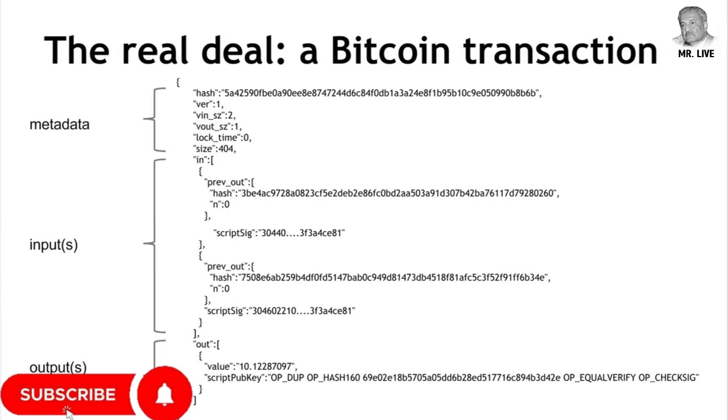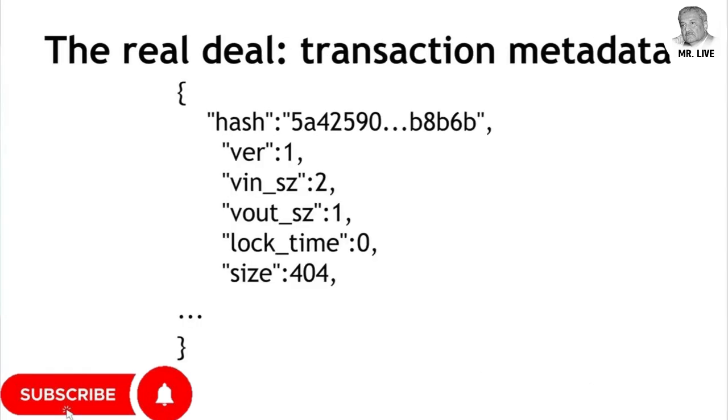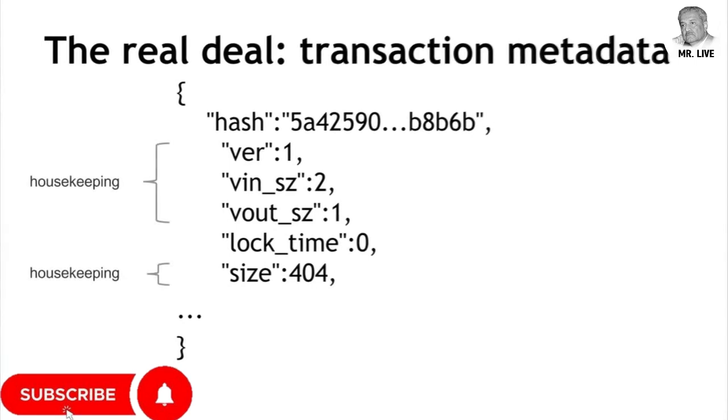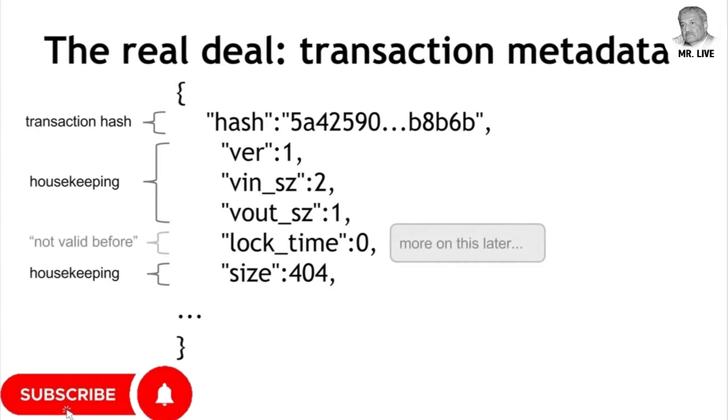So there's 3 parts. There's some metadata, there's a series of inputs, and a series of outputs. So we'll start with the metadata. So there's some housekeeping information, which is the size of the transaction, the number of inputs, and the number of outputs. Pretty straightforward stuff. There's the hash of the entire transaction, which, as I said, will serve as a unique ID for the transaction to let us do hash pointers. And then there's this funny lock time parameter, which I'll come back to later.